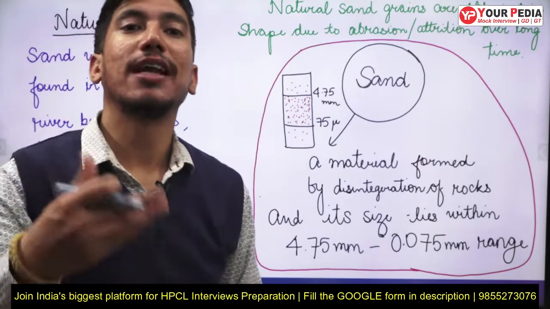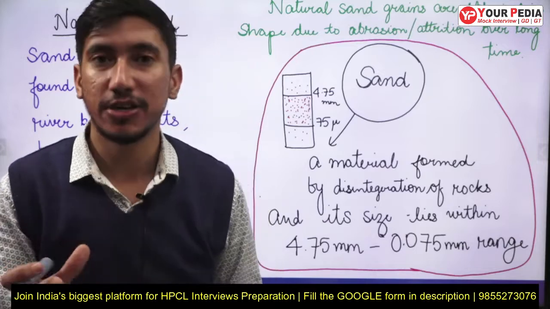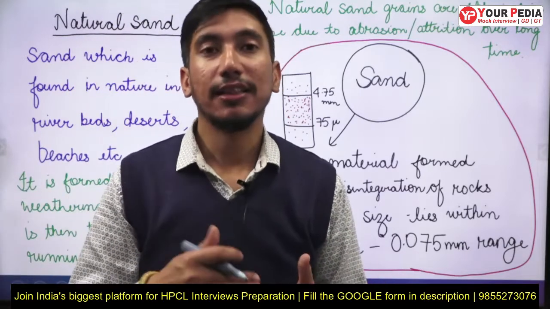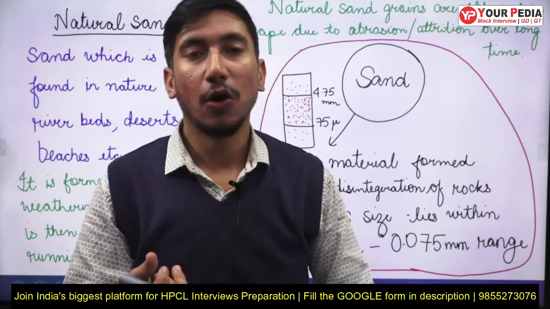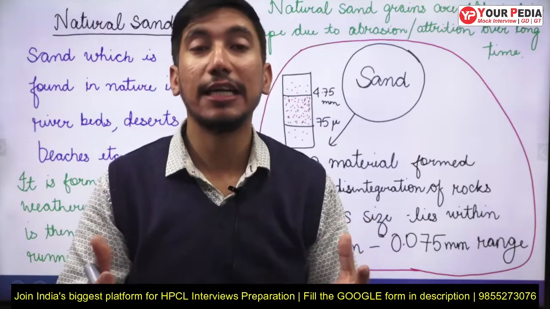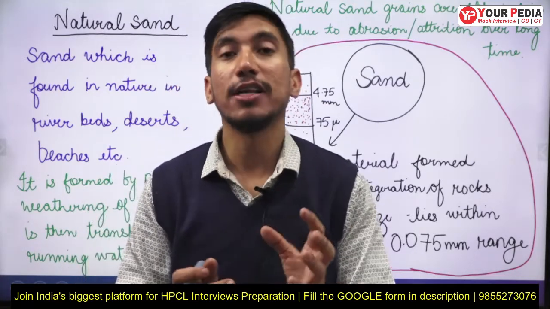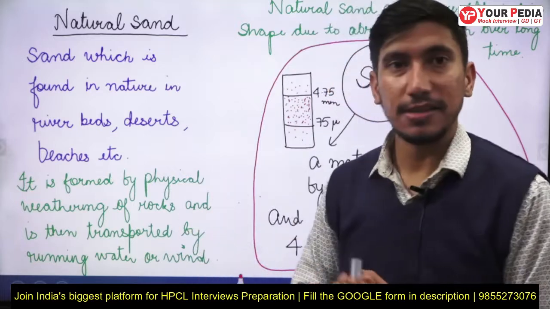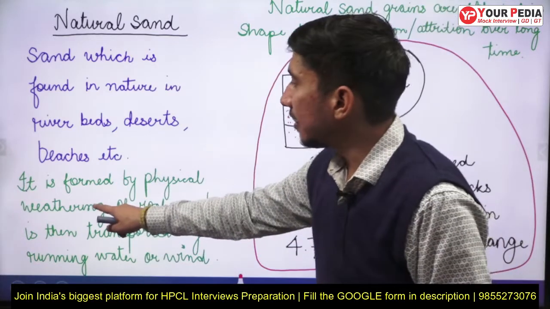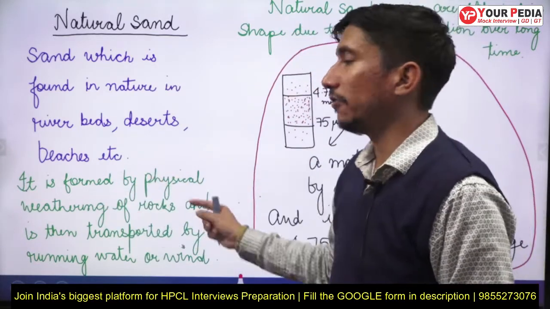Natural sand is sand which is found naturally, sand which is found in nature. Where can we find this sand? This sand can be present in riverbeds or on beaches or in deserts also. This kind of sand is called natural sand. Now how has this natural sand been formed? This sand is formed by the physical weathering of rocks.